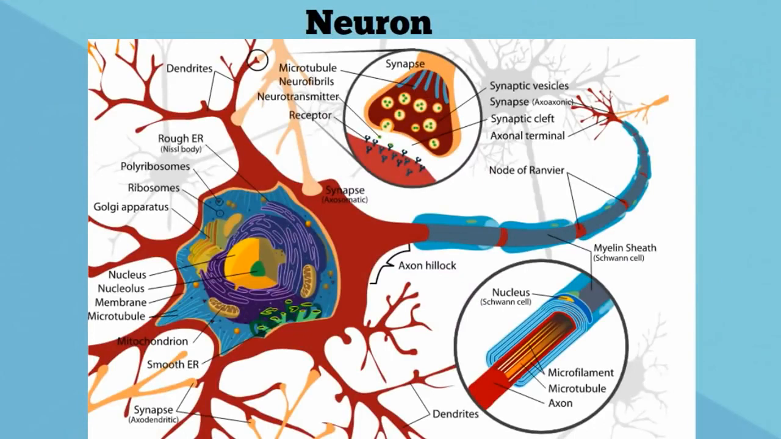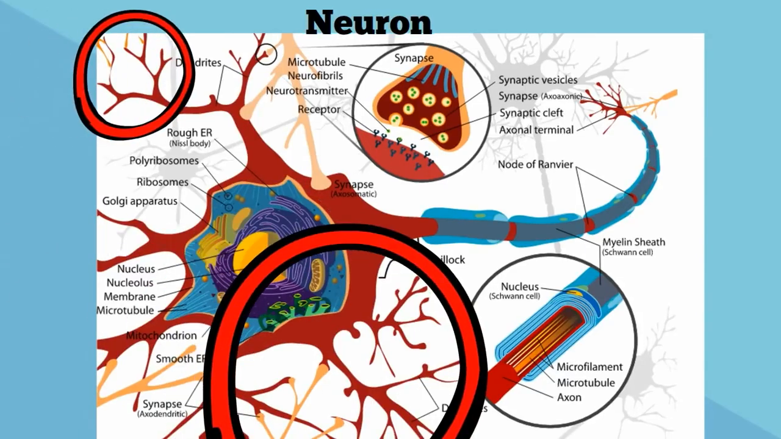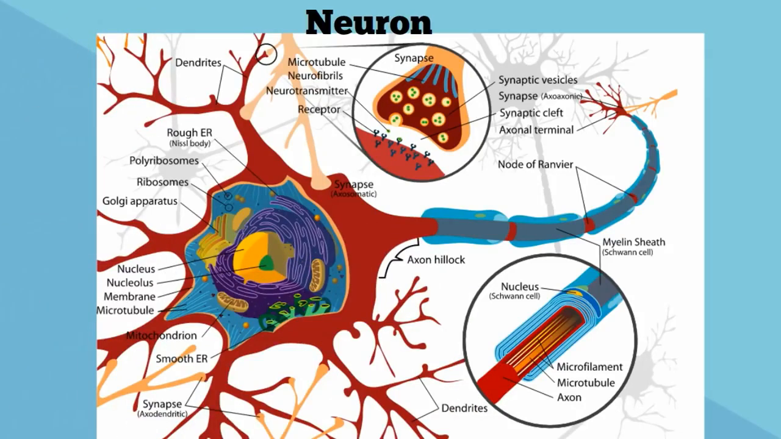A neuron has several parts. First, they have a cell body. The cell body contains the nucleus and other organelles like the mitochondria and ribosomes. They also have structures called dendrites, and they look a bit like tree branches. These dendrites receive electrical signals from other neurons.